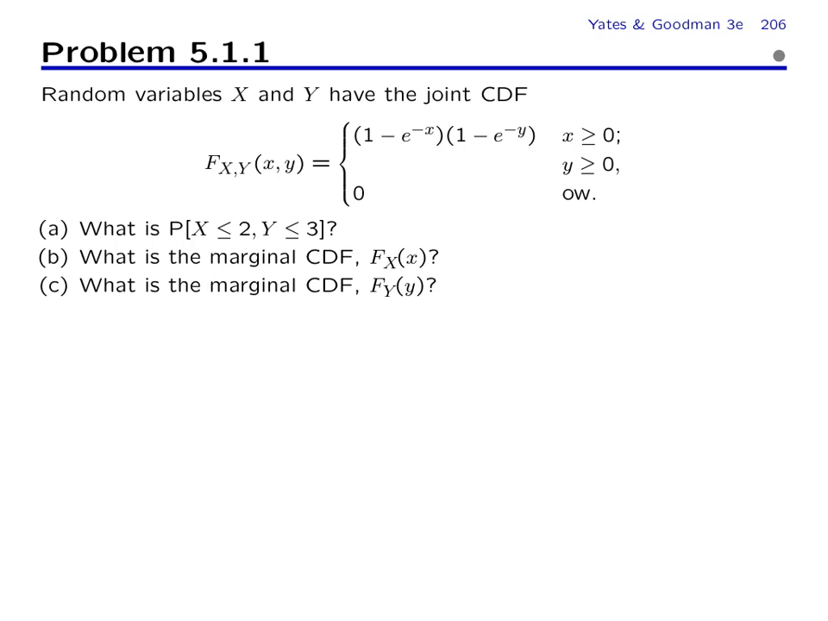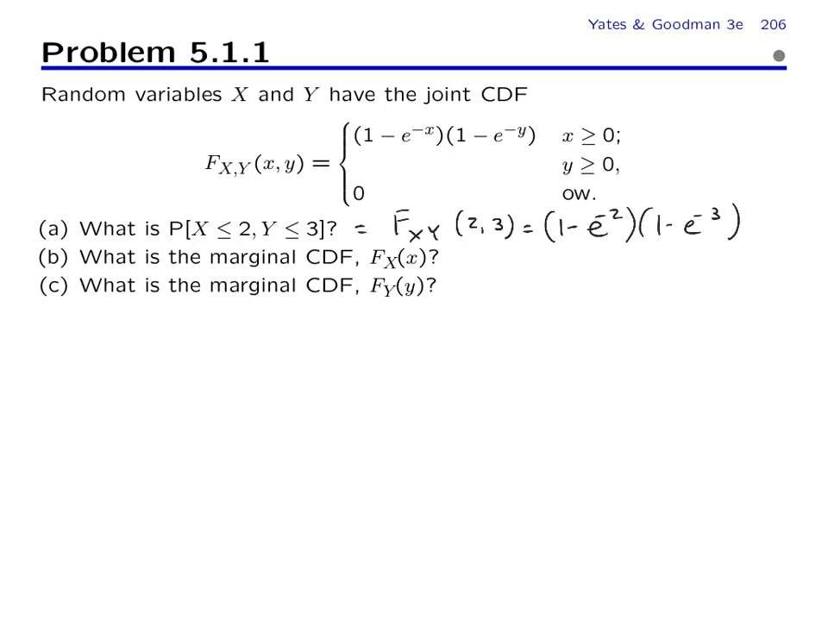Just to repeat, here is the slide that duplicates the solution we just found. I also suggested you try problem 5.1.1, and so here we are. Let's do the problem. So to start, we observe that in part A, this is simply the joint CDF of x and y at little x equals 2 and little y equals 3. And this is 1 minus e to the minus 2 times 1 minus e to the minus 3. This is the correct answer, even if it's not particularly informative.